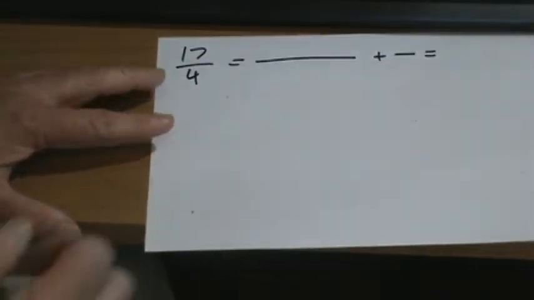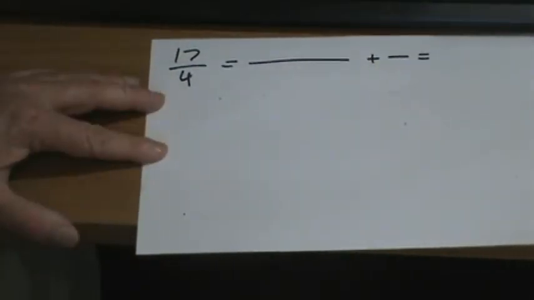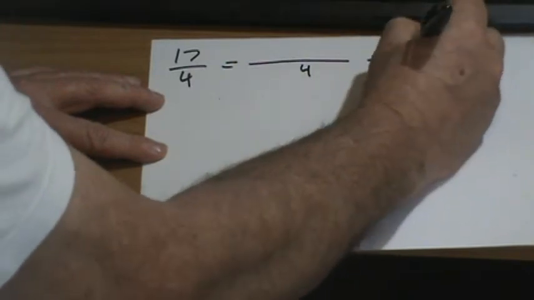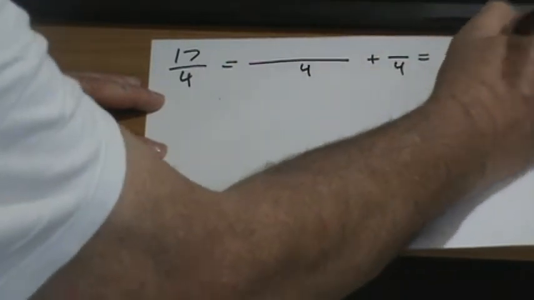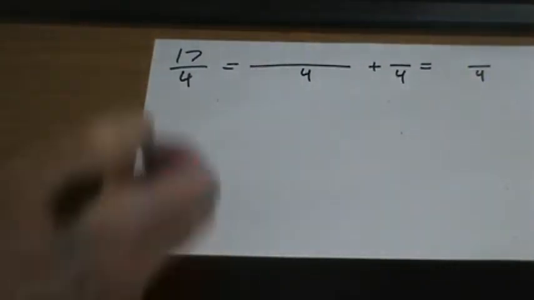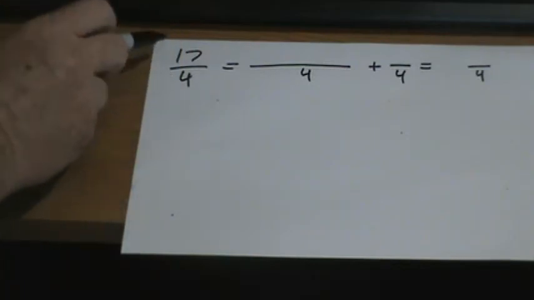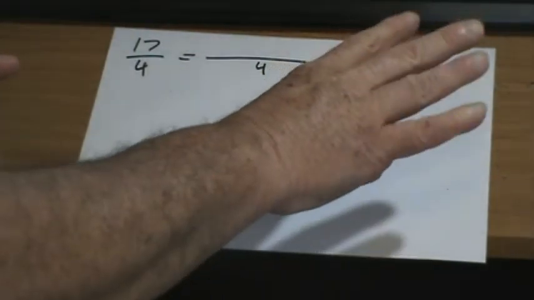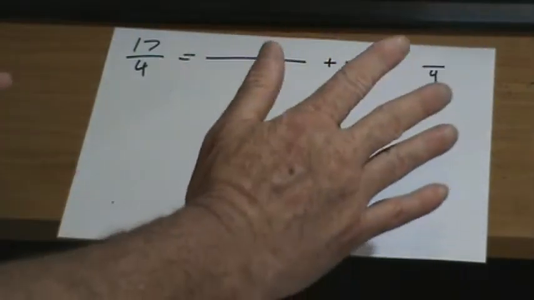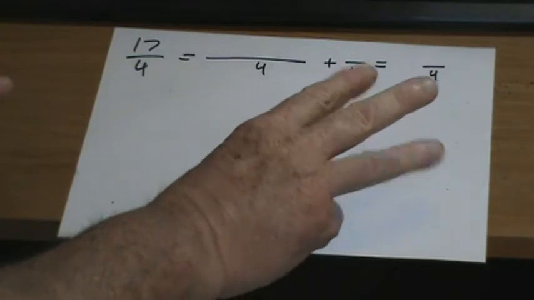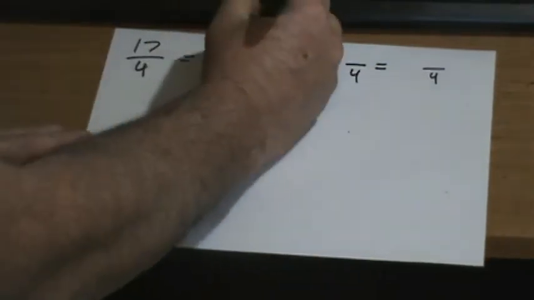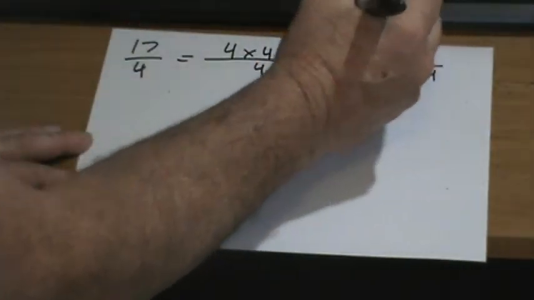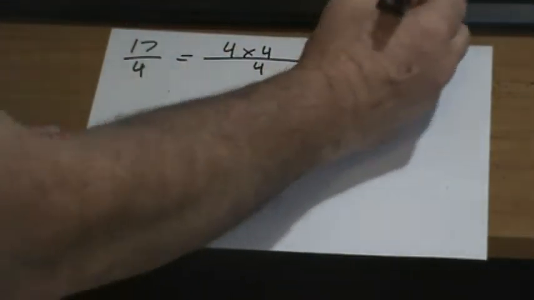Remember this one? 17 fourths. We know that the denominator doesn't change, so I'm going to put a denominator there, there, and there. It's going to remain fourths. But how many fours can fit into 17? 17 divided by 4. 4, 8, 12, 16, 20. 5 is too many. So 4, 8, 12, 16. So up top I'm going to put 4 times 4, 16 plus one more fourth.